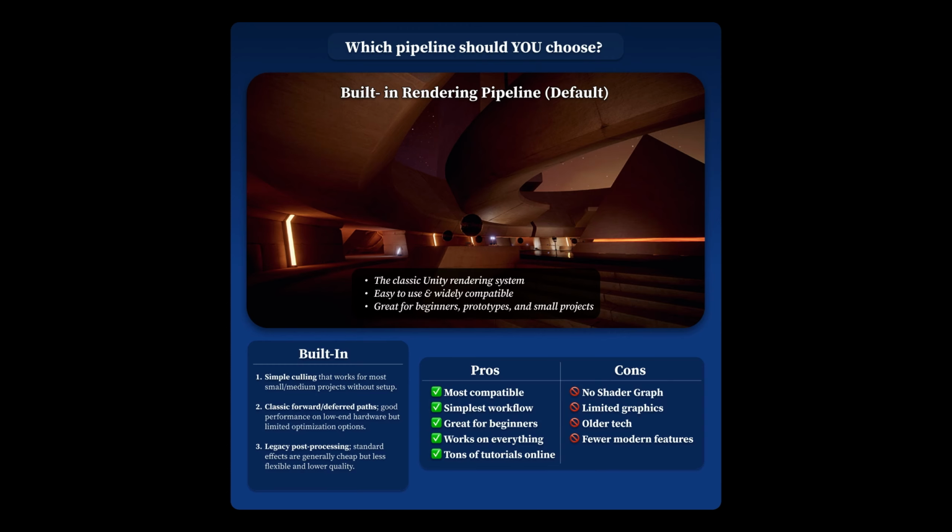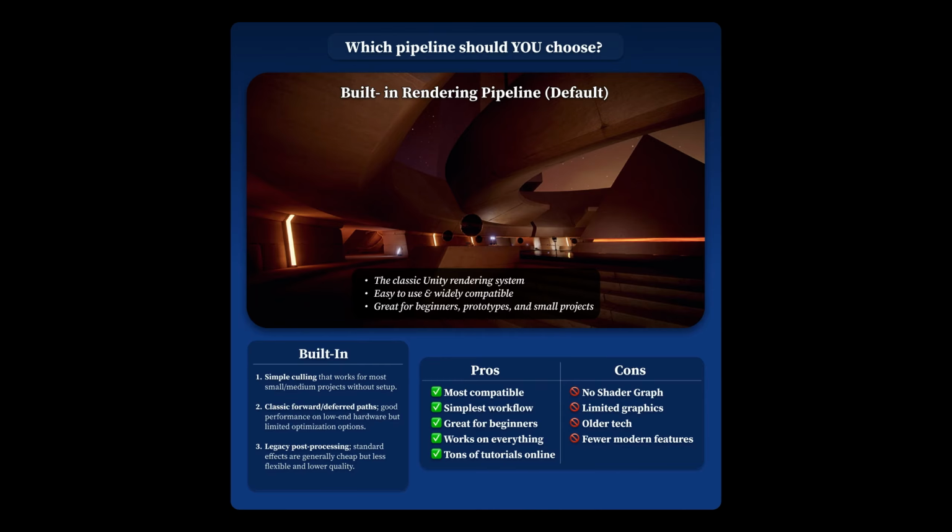Built-in has 3 core strengths. It works with almost every asset store package with no compatibility issues. It's stable and familiar, and it's great for tools, prototypes, and simple 2D or 3D games. But there are trade-offs. Visually, it can't compete with the other pipelines, with less graphic support and lower performance.